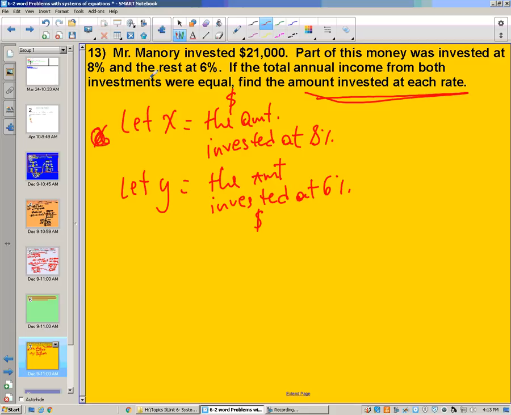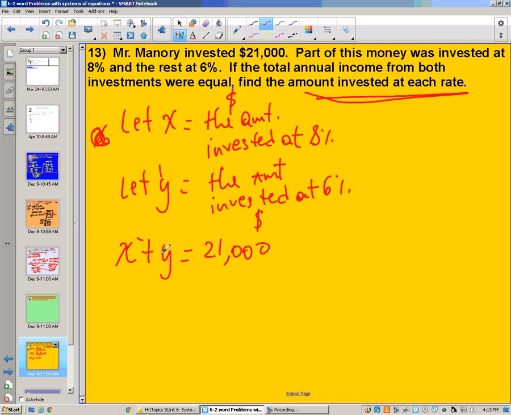So let's go back up and see what we know. We know that he invested 21,000 in total. So the combination of these two amounts has to be 21,000. So x plus y has to be 21,000 because that's the two amounts that he invested, right? So part of the investment was at 8%. So we said x is the amount that he invested at 8%, and y is the amount that he invested at 6%.